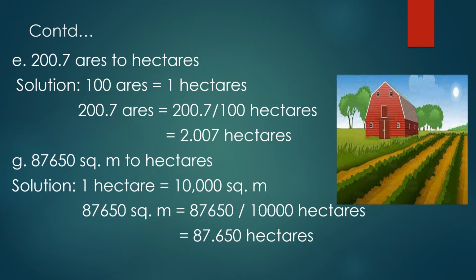Next, 87,650 square meters to hectares. Now here again smaller to bigger conversion is there. Students, always remember, bigger to smaller we will multiply by the conversion and smaller to bigger we will divide by the conversion. So 1 hectare is equal to 10,000 square meters. That's how 87,650 square meters is equal to 87,650 divided by 10,000, that is 8.765 hectares. Again, the problems which are omitted over here are there for your classwork.